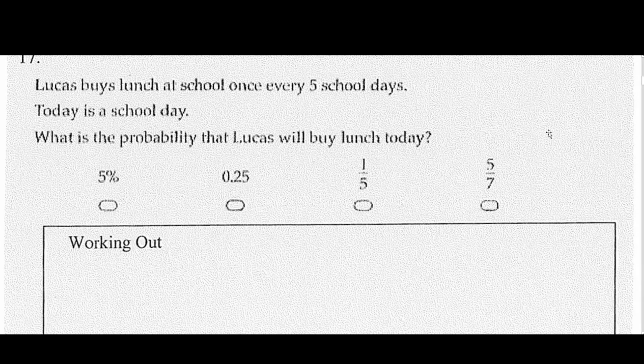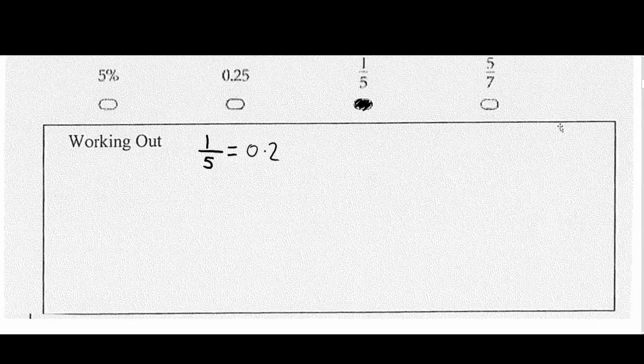Next. Number 17. Lucas buys lunch at school once every 5 school days. Today is a school day. What is the probability that Lucas will buy lunch today? So Lucas buys lunch once out of every 5 school days. Okay, that's going to be equal to 1 over 5, which is 0.2. All right, but out of the options, 1 over 5 is the answer. Okay. So again, that was a pretty easy one.